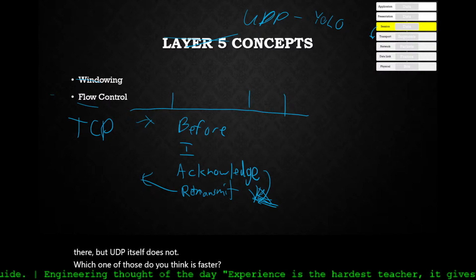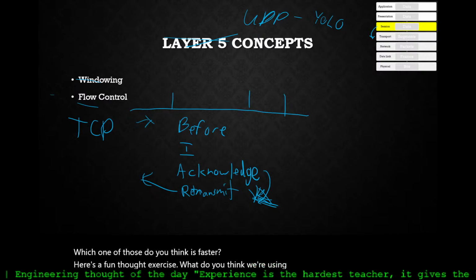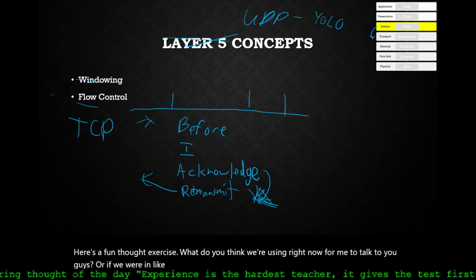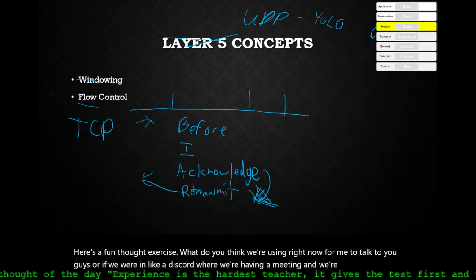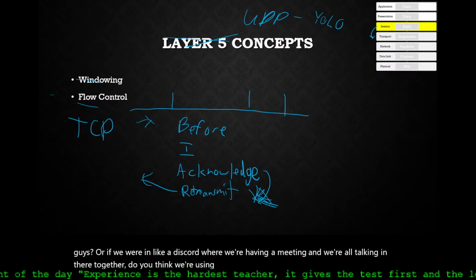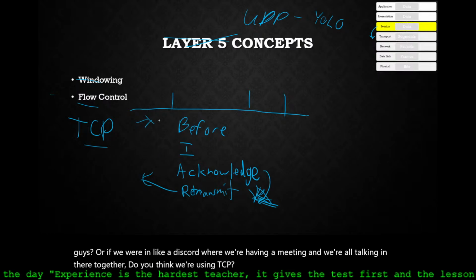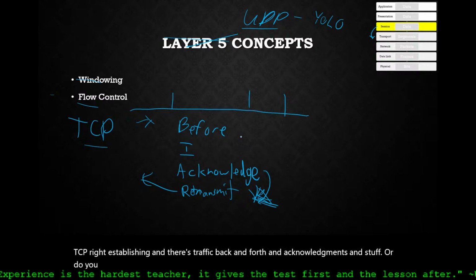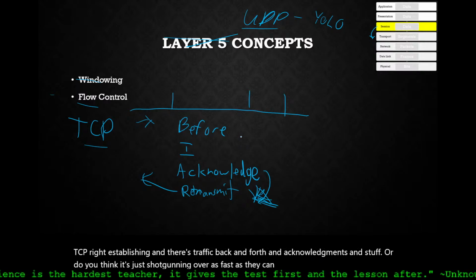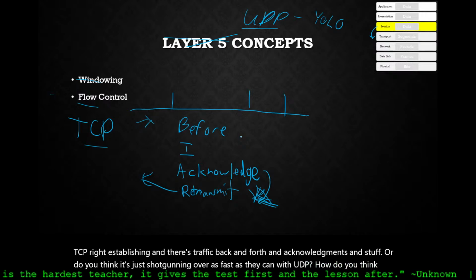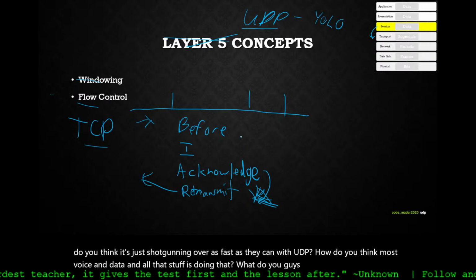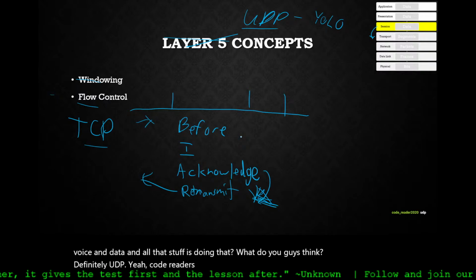And here's a fun thought exercise. What do you think we're using right now for me to talk to you guys, or if we were in a Discord where we were having a meeting and we were all talking in there together? Do you think we're using TCP, establishing connections, with traffic back and forth and acknowledgements? Or do you think it's just shotgunning over as fast as it can with UDP? How do you think most voice and data is doing that? What do you guys think? Definitely UDP. Yeah, Code Reader's right. This stuff's all UDP.